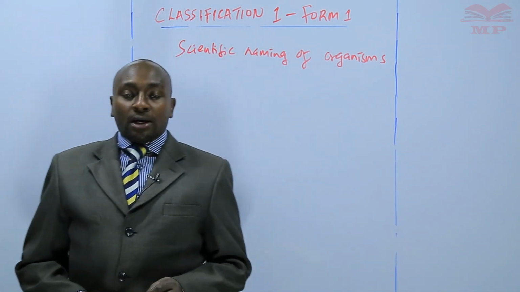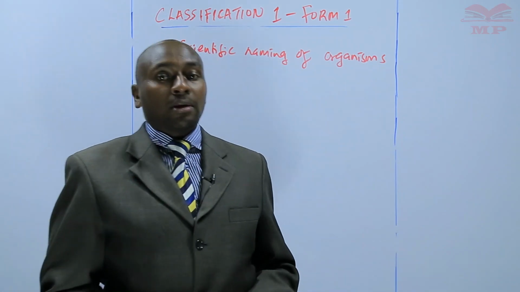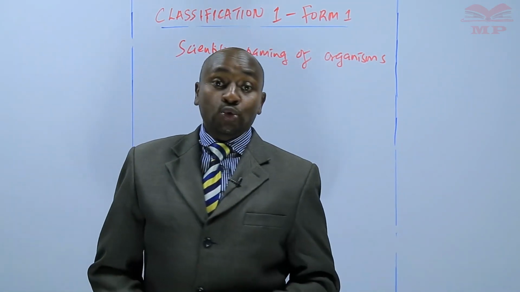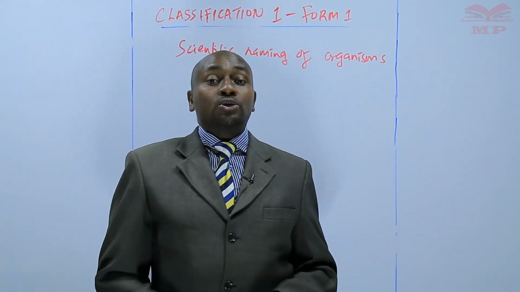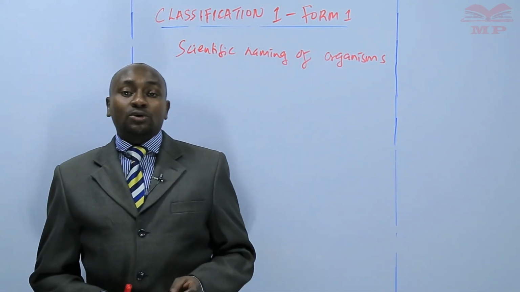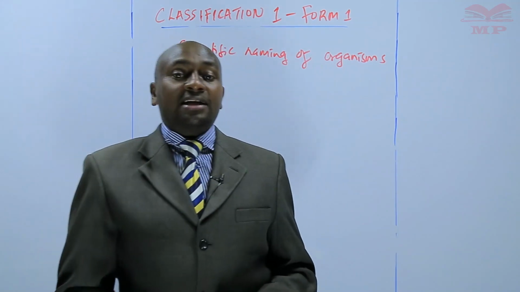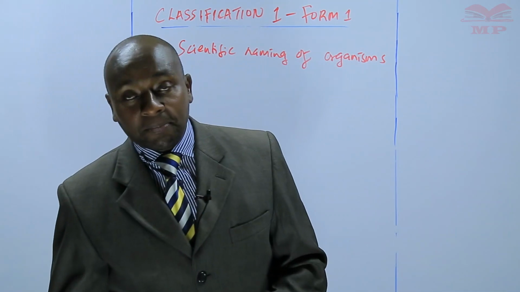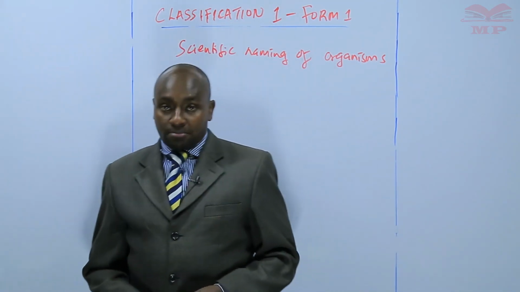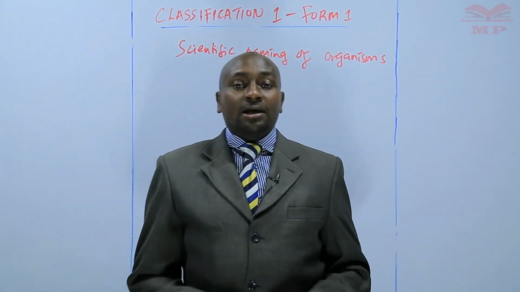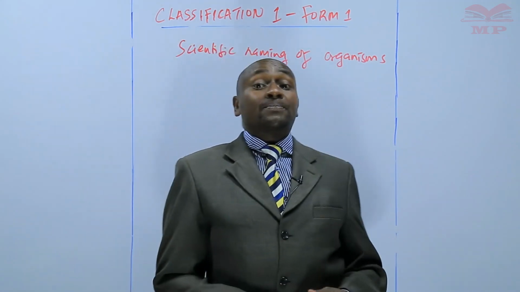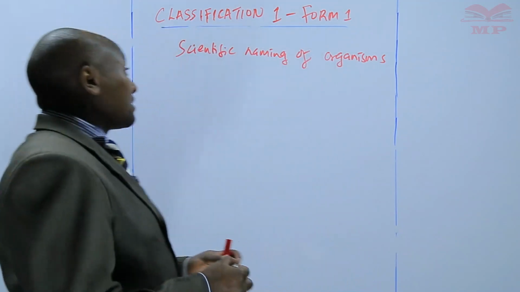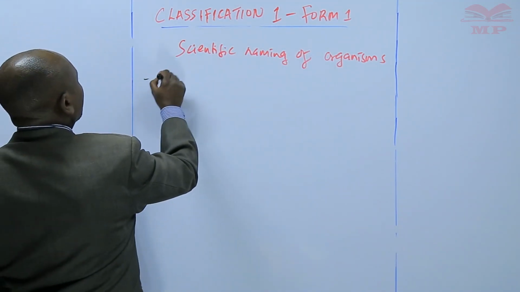The word binomial comes from using two names, using two scientific names to refer to a particular organism. And these two names that are used, we use the genus name and the species name. And the genus name comes first, then the species name comes later.